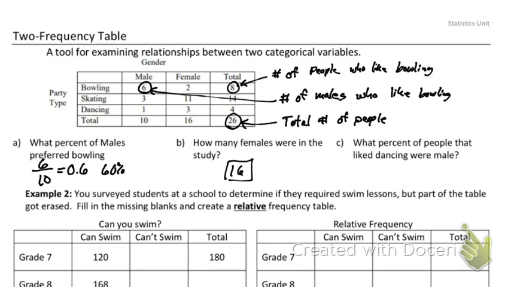You see, male over total, so 1 over 4. Yep, because 4 is our total. It says what percent of people that liked dancing. So the people that liked dancing were a total of 4. What percent were male? Well, one of them was male. So it's going to be 1 over 4, which equals 0.25, which equals 25%. So be very careful when reading these.